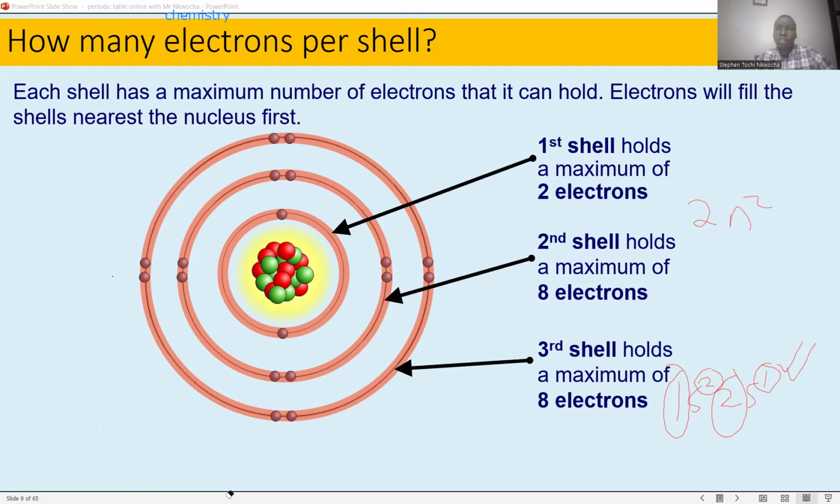Yeah, maybe once. I think maybe they just ask, in which shell do we have the outermost electron? I think they gave something like this: 1s2, 2s2, 2p6, 3s1. In which shell do we have the outermost electron? Of course, in the third shell.